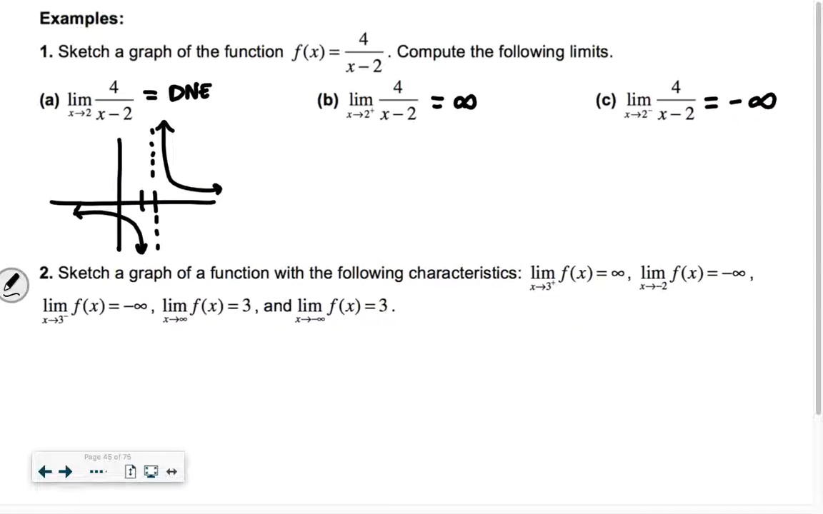Then on the AP test, it would just be D. It could be either one. Yeah, they could put infinity or negative or does not exist. Yeah, it's very confusing, isn't it? They're mean. They're very tricky.